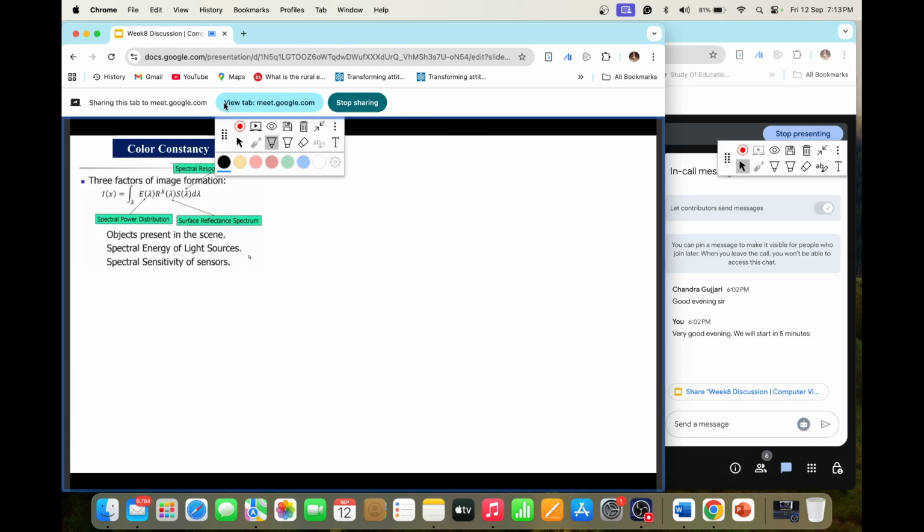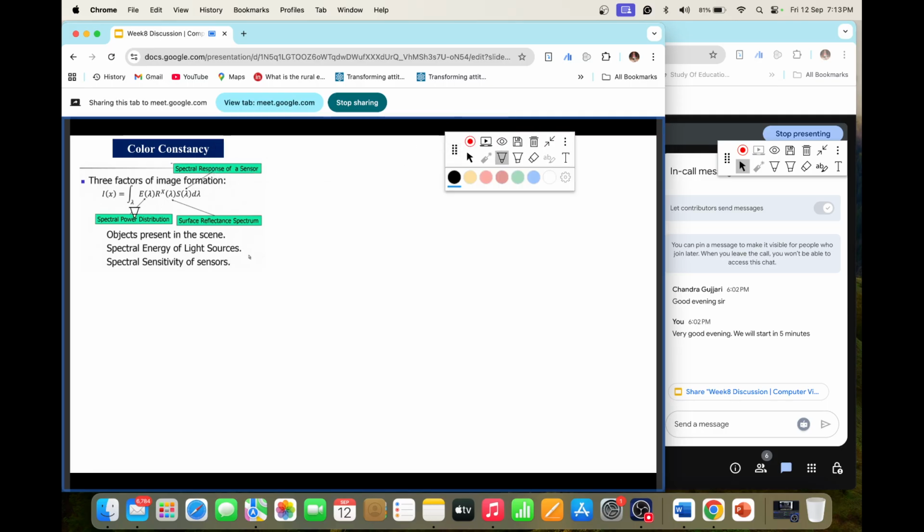Okay, so let's move on to the next topic, that is color constancy. Color is determined by three spectral powers: the spectral power distribution, the surface reflectance, and the spectral response of the sensor. The spectral power distribution E lambda is given by the source, whatever source the light is coming from. The surface reflectance spectrum is decided by the object the light is interacting with. And S lambda is the spectral response of the sensor, given by which sensor is receiving, for example which camera is capturing.